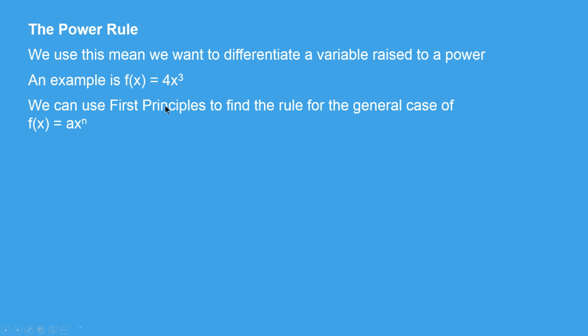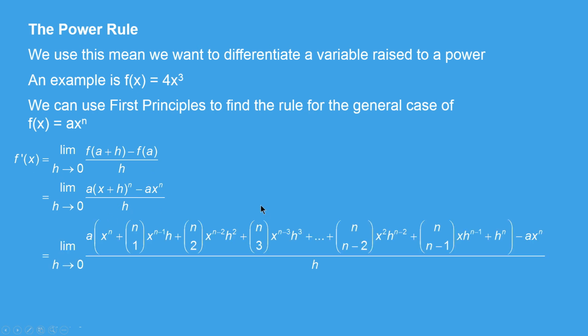Now, we can use first principles to find the rule for the general case of f of x equals ax to the n. And again, we have that same basic structure. So we have a times x plus h to the n minus ax to the n all over h. And then we finish up with this.